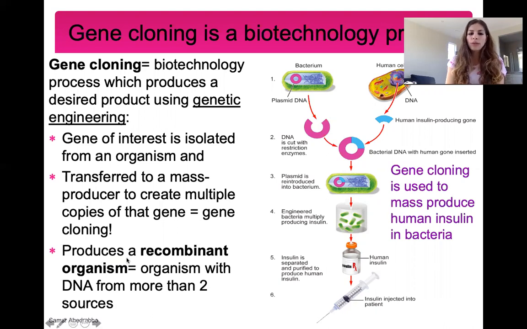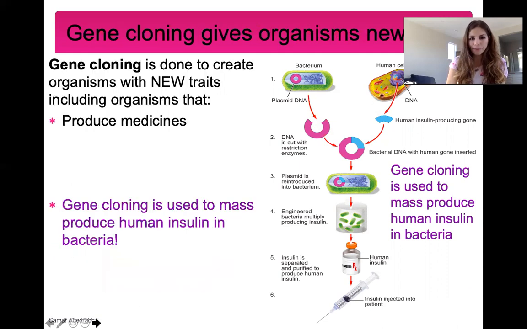And with gene cloning, we produce a recombinant organism, meaning an organism with a combination of DNA. So a recombinant organism is any organism with DNA from two or more sources. So if you take a cow and you put chicken DNA in it, that becomes a recombinant organism. If you take bacteria and you put another human DNA in it, like a human DNA piece or fragment, that's a recombinant organism. And we're going to talk about this example with making insulin in a second.